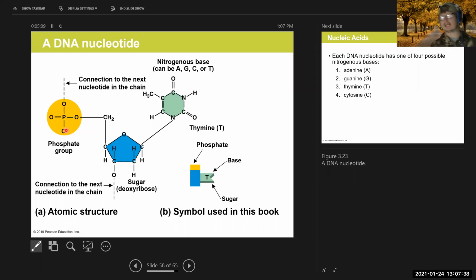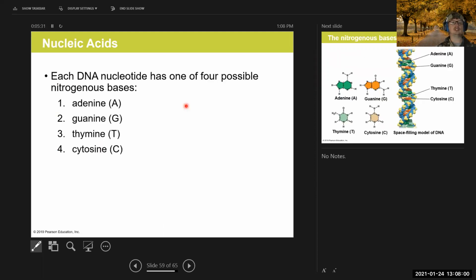The way these nucleotides attach to one another is this phosphate group will attach to an adjacent sugar molecule on an adjacent nucleotide. And then those nitrogenous bases, again, determine what type of nucleotide is in that segment. And so, like we mentioned, each DNA nucleotide has one of four possible nitrogenous bases. It could be adenine, guanine, thymine, or cytosine. And this is for DNA specifically.